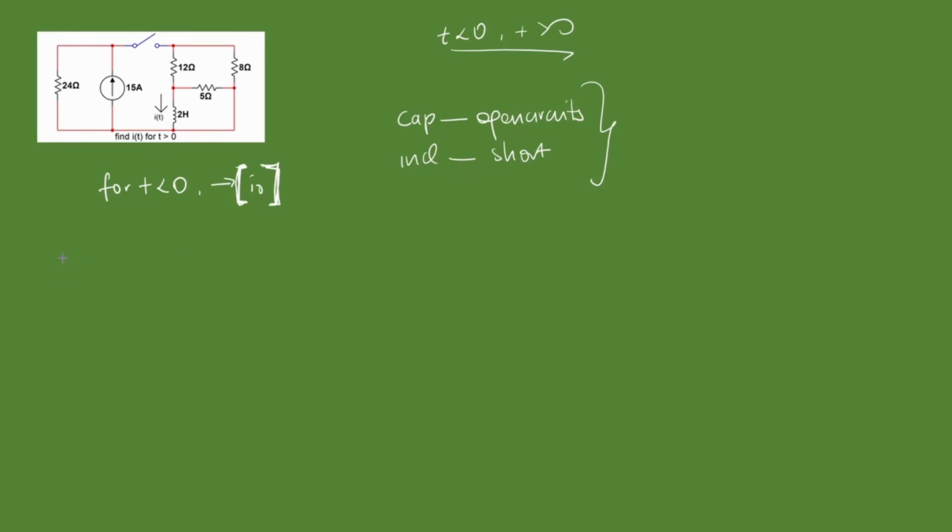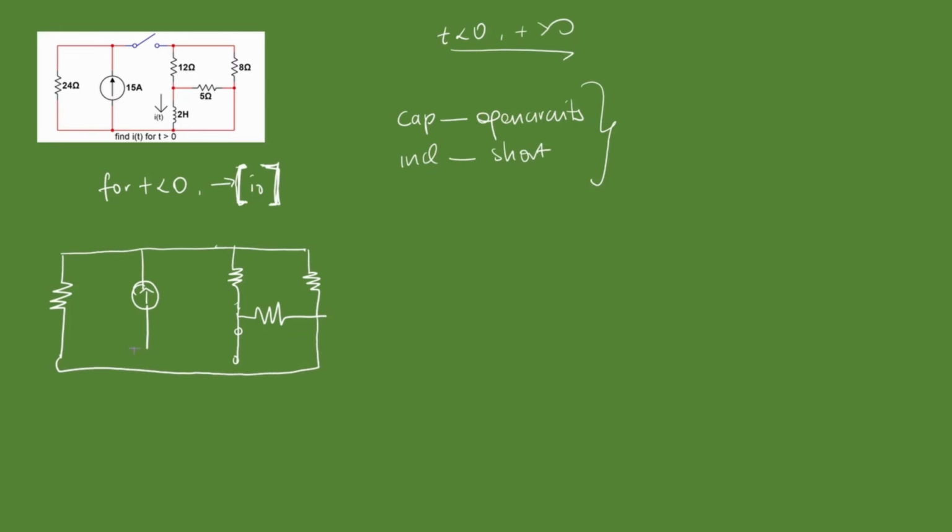Okay, so for t less than 0, we're going to have to redraw this. We can do it with our switch closed since we know it's going to be closed. The 24 ohms, the 15 amps, 12 ohms, 8 ohms, 5 ohms, and we have our short circuit here. You don't have to draw these circles, they just remind us that this is a fault. 24 ohms, 15, 12, 8, 5, and this is I naught.